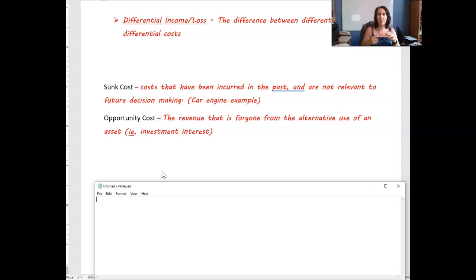Maybe I just could have put that money into the stock market and I could have earned 10%. Well, that's the opportunity cost. I lost the chance to do something else with that money, right? It's a consideration overall.